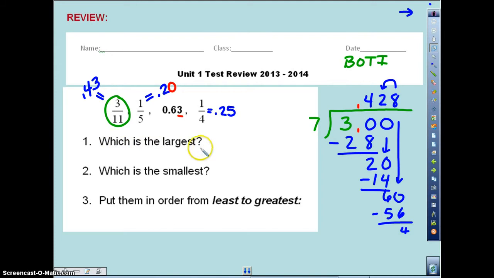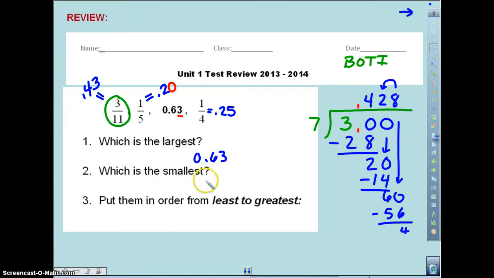Which is the largest number? 0.43, 0.20, 0.63, or 0.25? Yeah, my largest is 0.63. Is that in your answer bank? Find it, scratch it out. Which is the smallest? Of these numbers, you know, you can pause this video whenever you want to and finish this out and then start it up again.